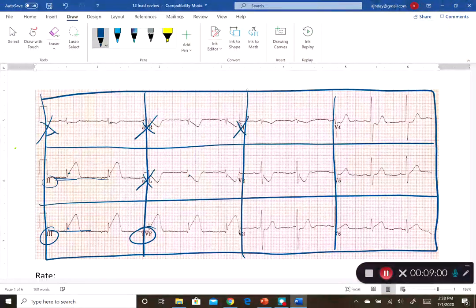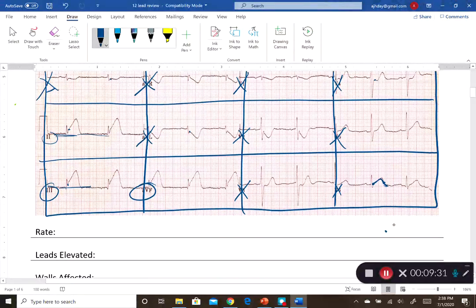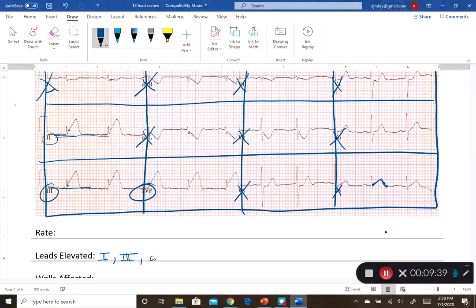V1 up here looks pretty normal, maybe some depression. Same thing with V2. V3 actually looks completely normal. V4 got some depression maybe. V5 looks completely normal. And V6, it looks like we may have some beginnings of some ST elevation, but my J point's pretty close to the isoelectric line. It just kind of curves up that slant, definitely making it look like there could be a little bit of elevation. So going on, we forgot to do our rate, we'll do that next. Our leads elevated are going to be 2, 3, and AVF.